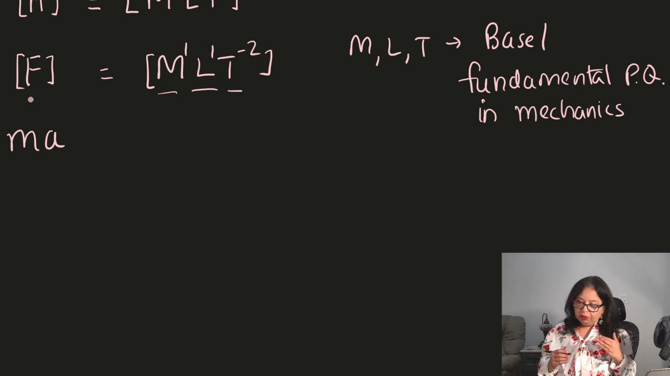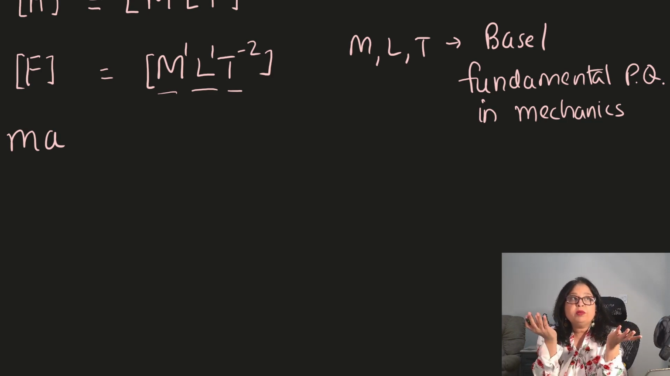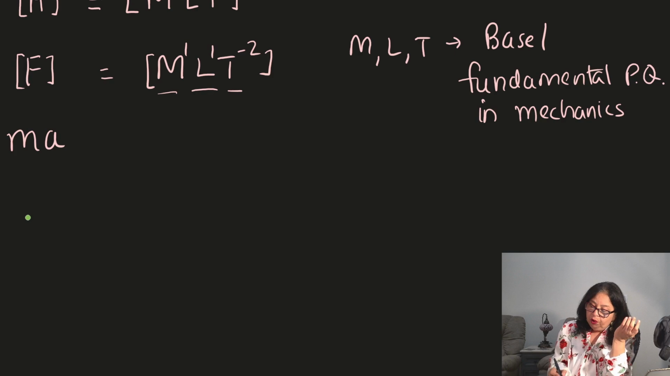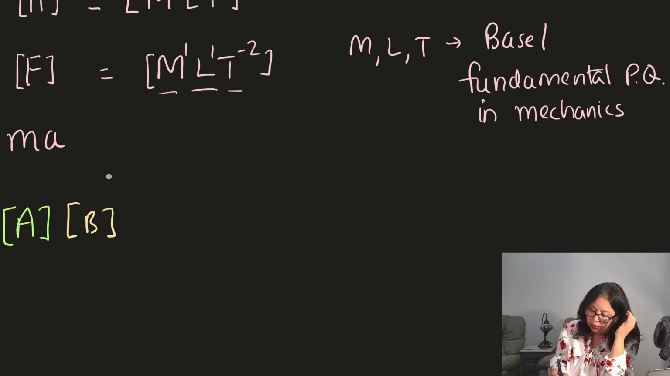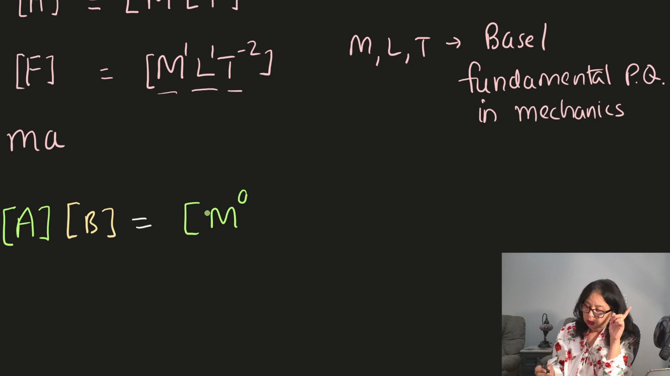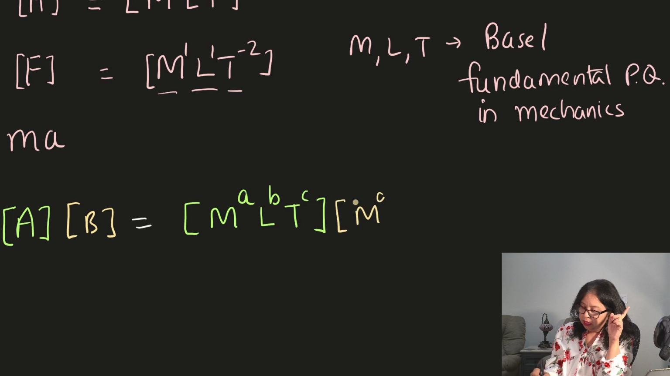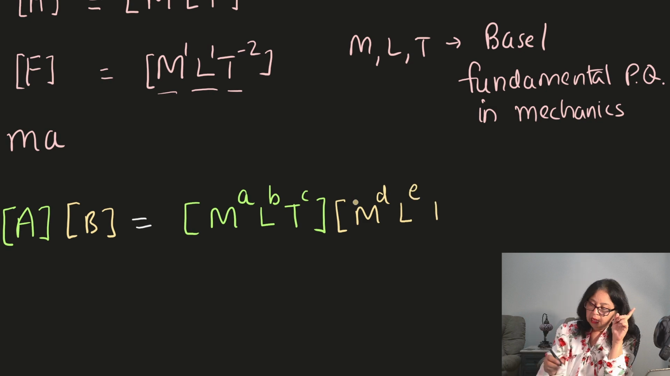Okay, after this, we talked about the operations that can be performed on two or more dimensional formulae. For example, if you're multiplying two different dimensional formulae, the dimensional formula of A times the dimensional formula of B, how would we do it? You will write down the dimensional formula for A. Let's say it is M to the power a, L to the power b, T to the power c. And B is M to the power d, L to the power e, and T to the power f. Then you're going to multiply these two, okay?